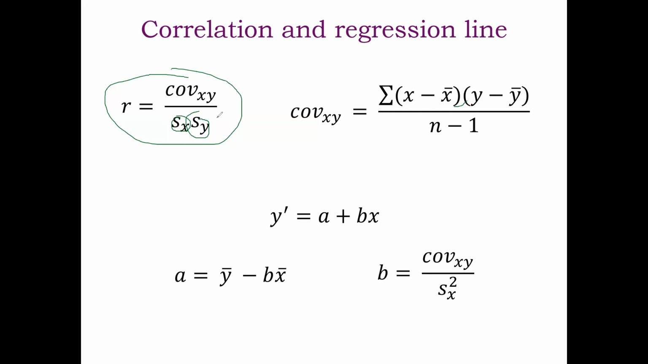We're standardizing that score. Anytime we divide by a standard deviation, we are standardizing to some degree, right? Then we have here the regression line. So y prime, or the predicted value of y along the regression line, is equal to the y-intercept plus the slope times x. You can calculate the slope just by dividing the covariance of x and y by the variance of x, right? And then you can calculate the y-intercept by subtracting the slope times the mean of x from the mean of y, all right?